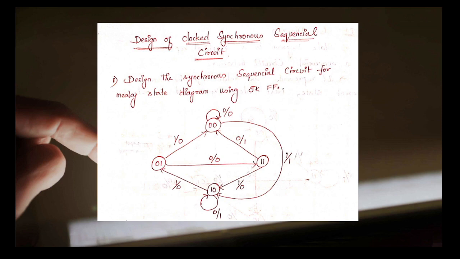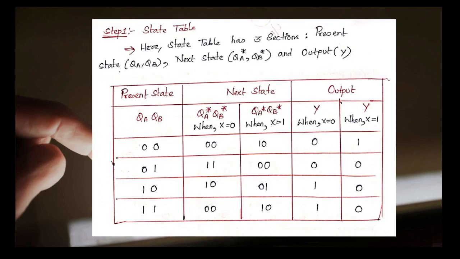For example, 00 goes to the same state 00 when the numerator is 0 and the denominator is 0, that is 0 by 0, and it goes to the state 10, the next arrow mark, with the numerator 1 and the denominator 1. Like that we have to look at all the different states and how they are going. Once it has been seen, we have to formulate a state table which includes a present state QA QB. So we have four states: 00, 01, 10, 11.